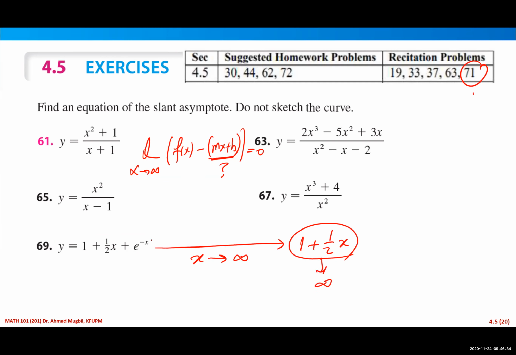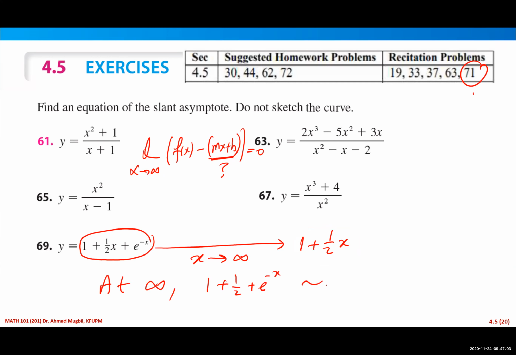Now I'm interested in this one. Where does this go when x goes to infinity? It will go to 0. So it means that the whole function will behave like this line. So at infinity, this curve will be similar to this one.